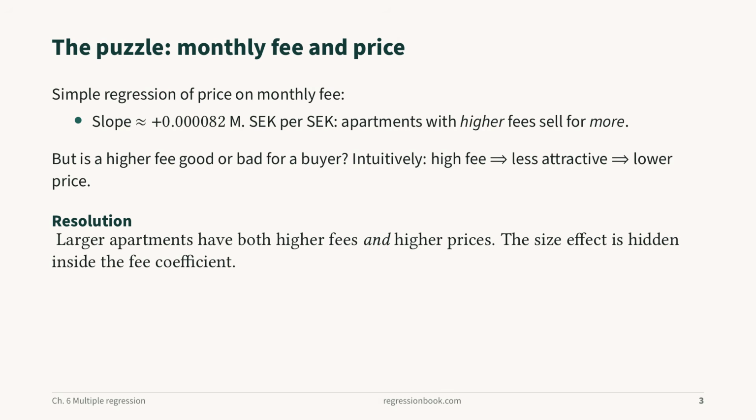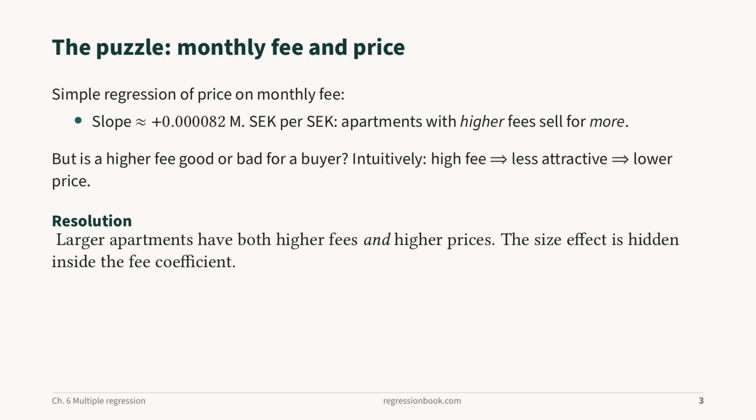Start with a genuine puzzle. Regress price on the monthly fee alone, and the slope is positive. Apartments with higher fees sell for more. That collides with intuition, since a high fee should make an apartment less attractive. The resolution sits at the bottom of the page.